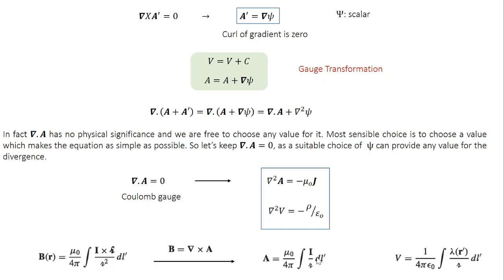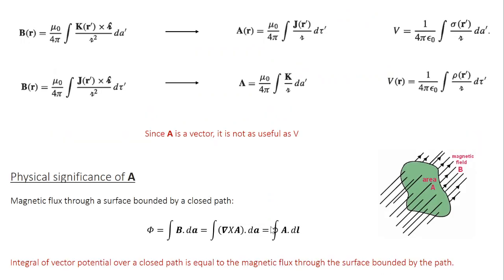Now having defined the one-dimensional case, you can quickly extrapolate it to the 2D and 3D cases. In the case of 2D, the magnetic vector potential is mu naught by 4 pi integral k over r into dA prime. And in the case of 3D, the magnetic vector potential is mu naught by 4 pi integral j by r into d tau prime, where k is the surface current density and j is the volume current density. I'm sorry, these two equations are swapped. This should have been here and this equation should have been here.